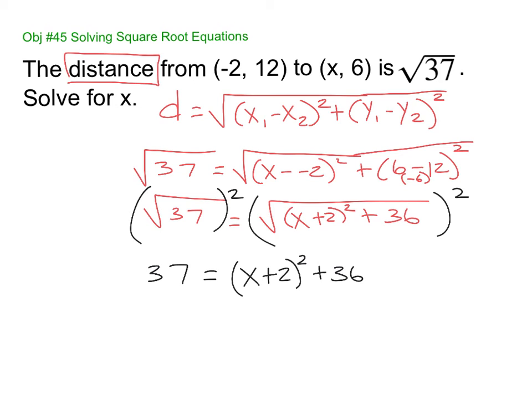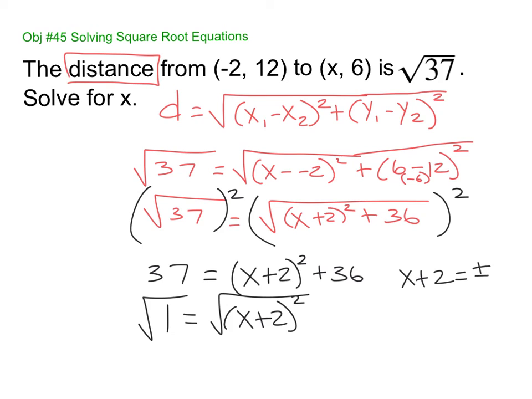A couple ways to do this. I'm going to subtract 36. 1 equals x plus 2 squared. You could just take the square root of both sides if you want. If you want to multiply out and then factor, you can. But this is a pretty nice answer. So x plus 2 equals plus or minus 1. So we get x equals -1, x equals -3, and then plug in to check to see if that works.